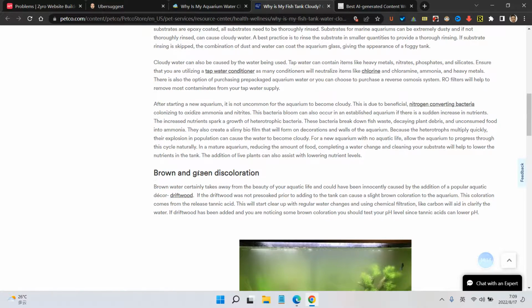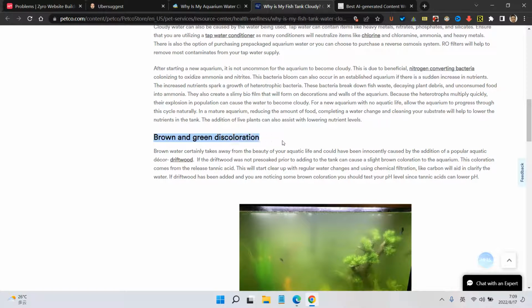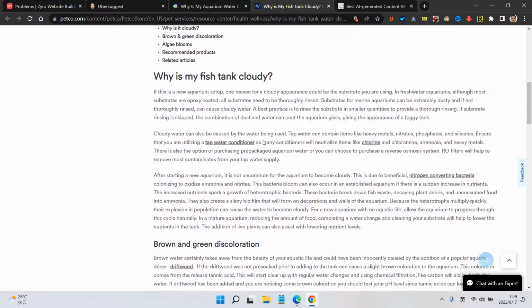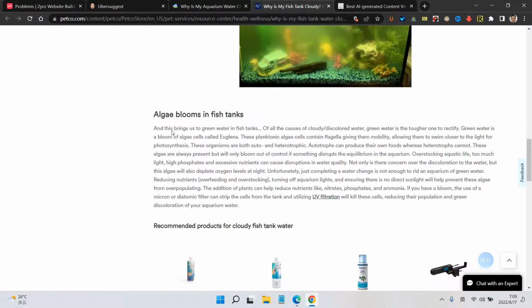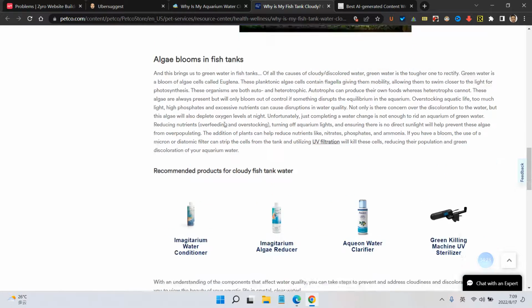Here, brown and green discoloration, algae blooms in fish tanks.